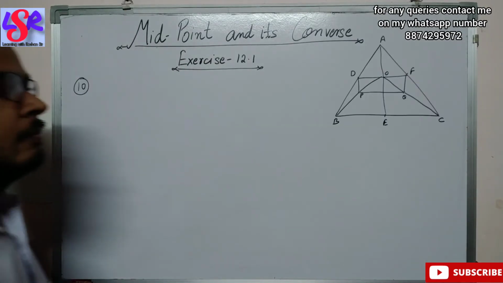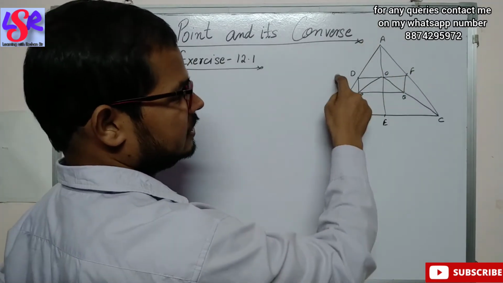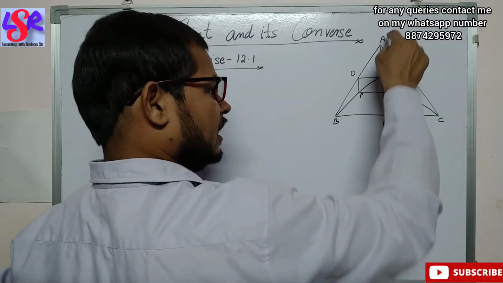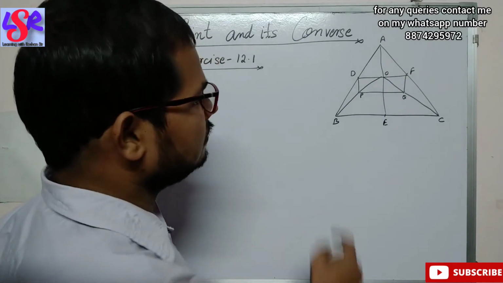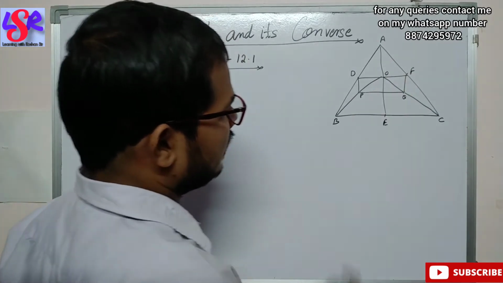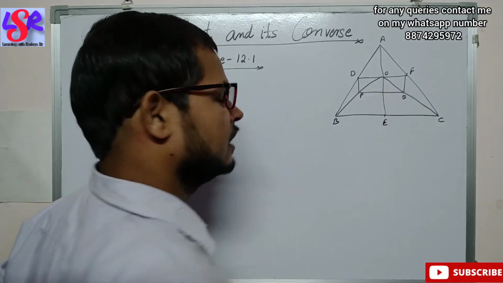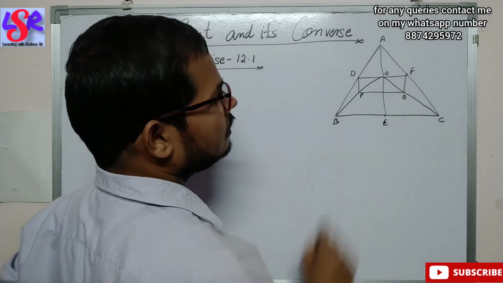Now let's move to question number 10. By the information given in the question, we have the triangle ABC in which D, E, F are the midpoints of the respective sides. Then AE and DF are joined and they intersect at O. Then BO and CO are also joined, and P and Q are the midpoints of the sides BO and CO respectively. Now we have to prove that DPQF is a parallelogram.